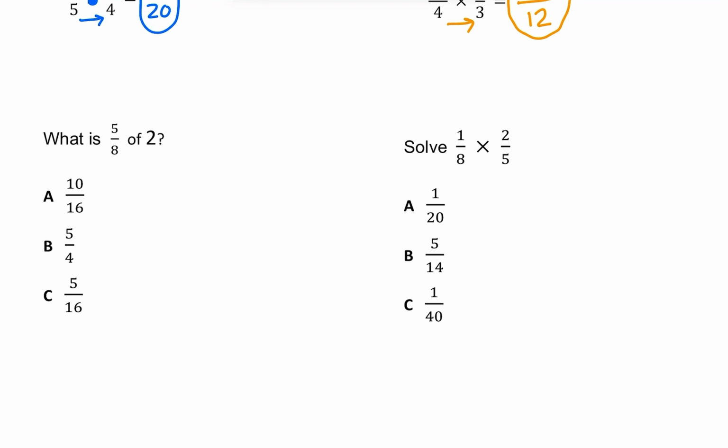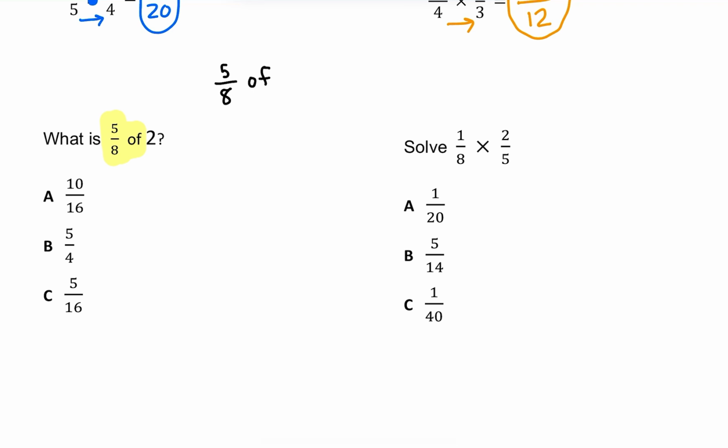So let's look and see on these. These have multiple choice, so let's actually practice. In this first question, it says, what is 5/8 of 2? So the first thing we need to talk about is this right here. If I have a fraction followed by the word of, so let's say like 5/8 of, that means to multiply.